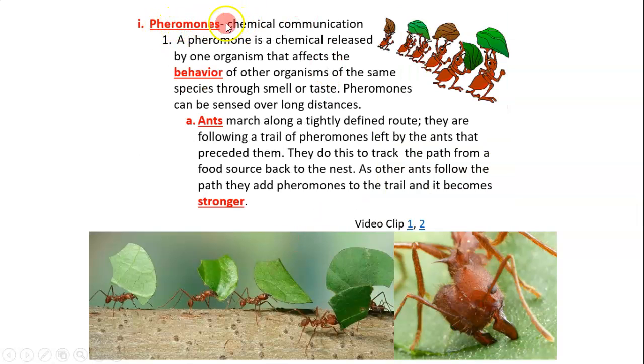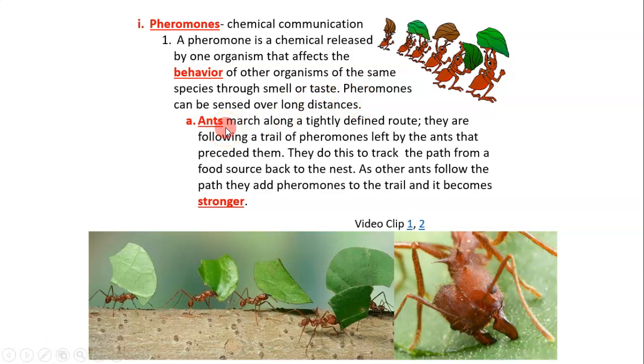Now, pheromones are chemical communications. A pheromone is a chemical released by one organism that affects the behavior of another organism of the same species. And it affects their behavior through smell or taste. Pheromones can be sensed over really long distances.